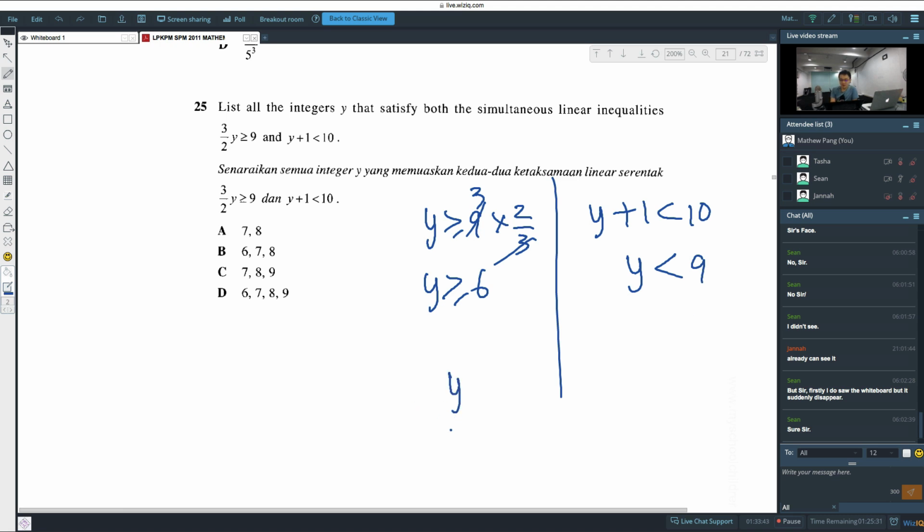So therefore y must be bigger or equals to 6 but less than 9. So we have 6, 7, 8. I cannot write 9 because you do not have the equal sign here. So it's 6, 7, 8 only. So the answer will be B. You must know how to read the inequality symbol.